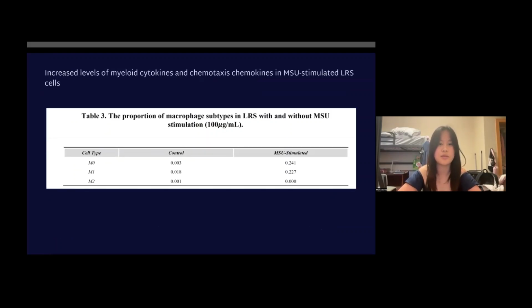This graph shows the proportion of macrophage subtypes. As mentioned previously in that large graph, the M0 and M1 cell types increased significantly after being stimulated with MSU, but the M2 subtype went down.